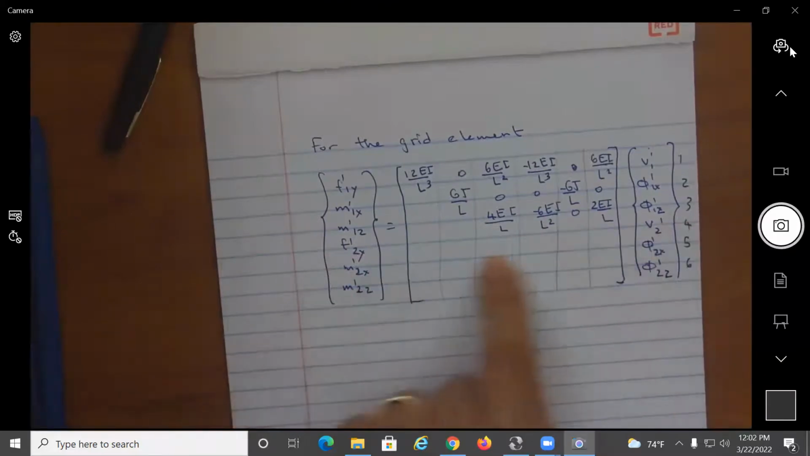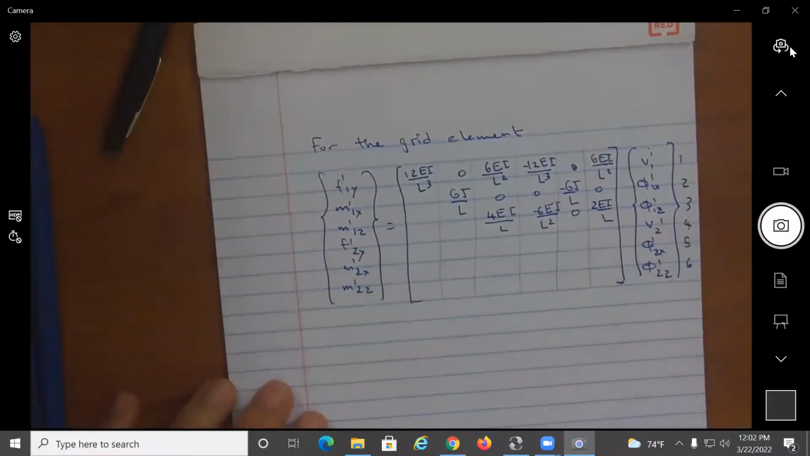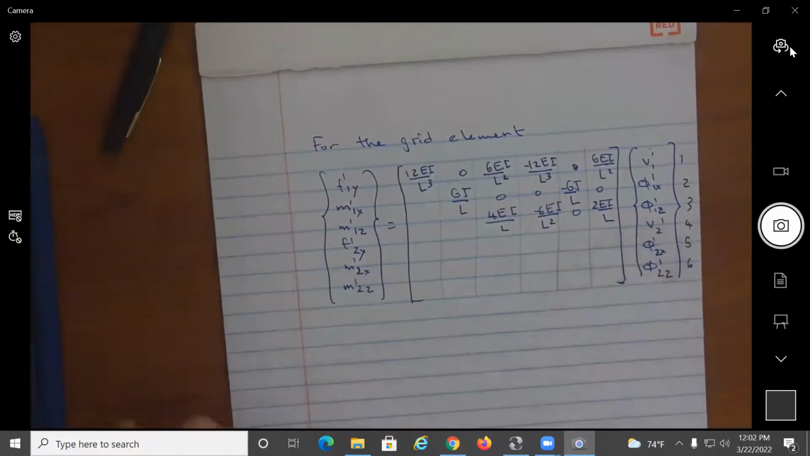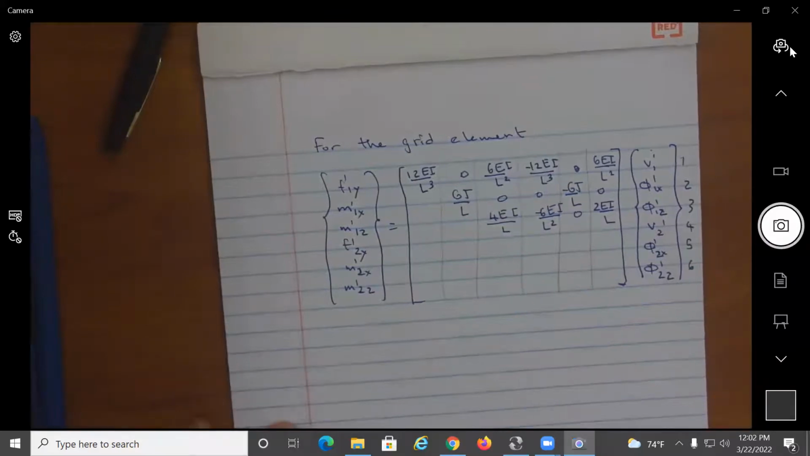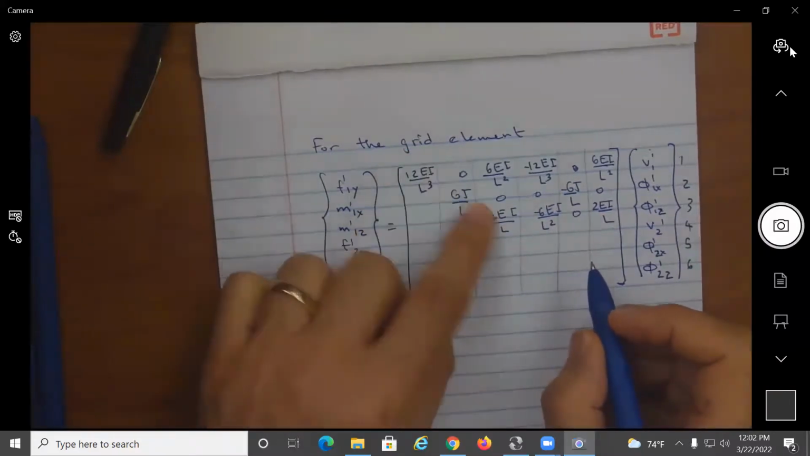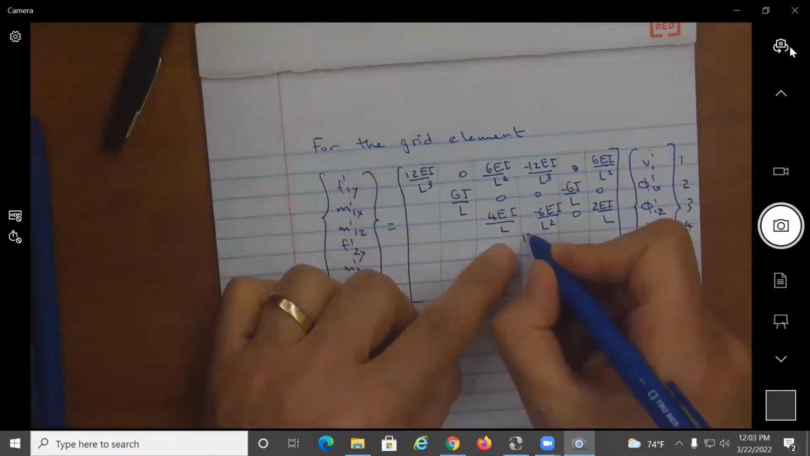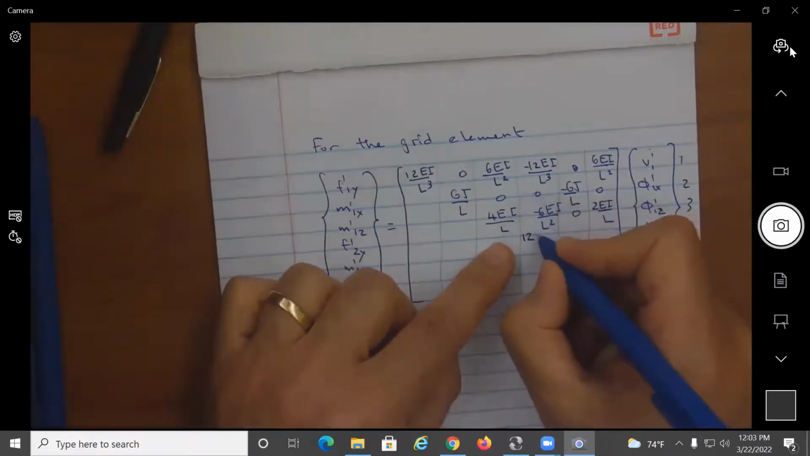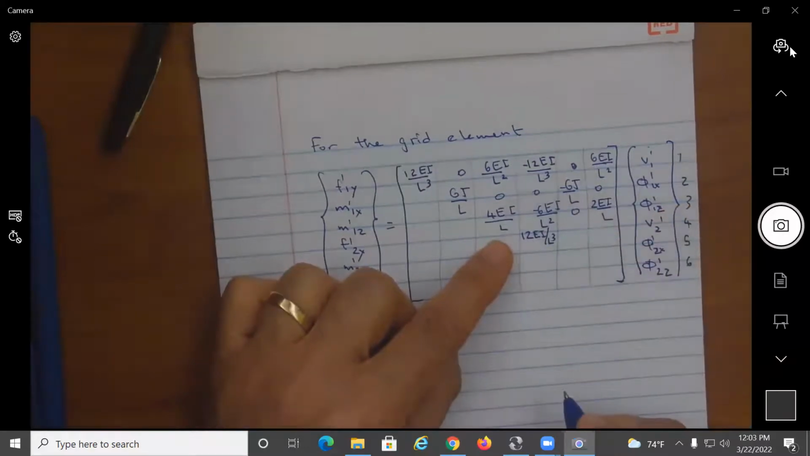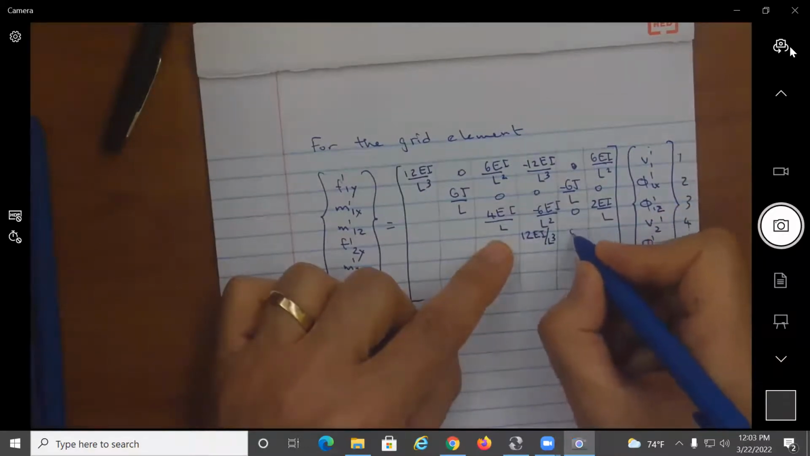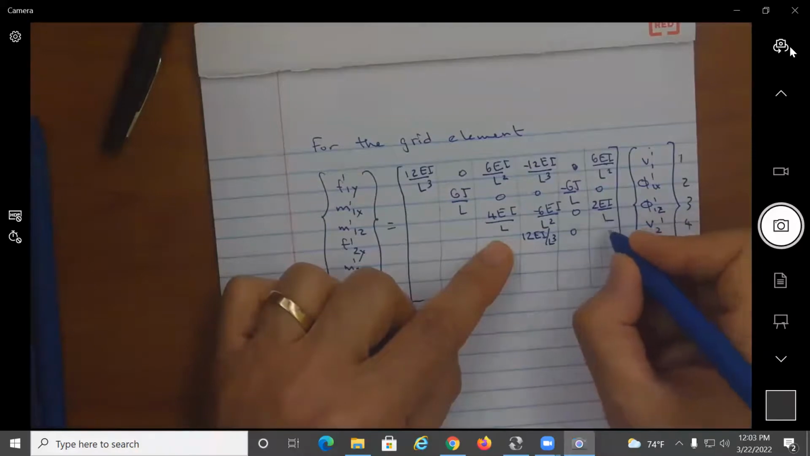Now, row 4 is coming from the third row of the beam element stiffness matrix. So for my diagonal element, I'm going to get here a 12 EI over L cubed. Here we'll get a 0, and we'll get a minus 6 EI over L squared.